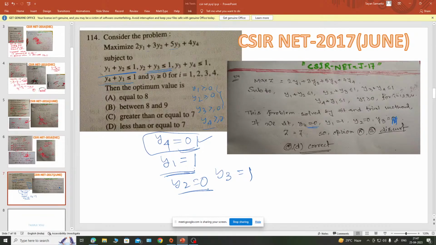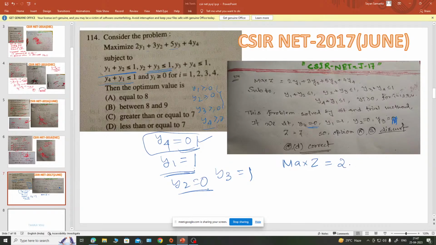This is a type of hidden tile method. Just consider this. Now we put the maximum of z with y1, y2, y3, y4. So which value do we get?